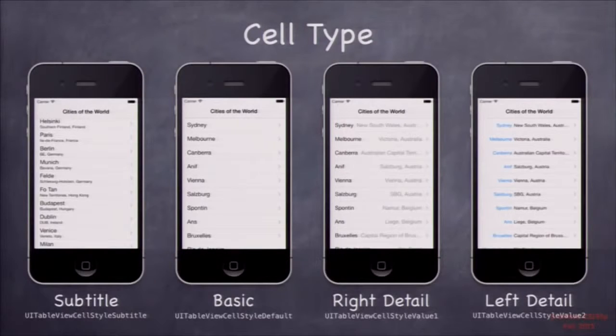The type of cell. So each cell, each row can have certain types. There's the subtitle type that has like a title and a subtitle there. You see the city and then the country or the region and the country there is the subtitle. Then basic has no subtitle. There's the right detail and the left detail that puts that subtitle information kind of off to the side with a little bit of color or whatever. So these are the 4 different types of cells. And you can also have custom cells where you lay out what's in there completely on your own.